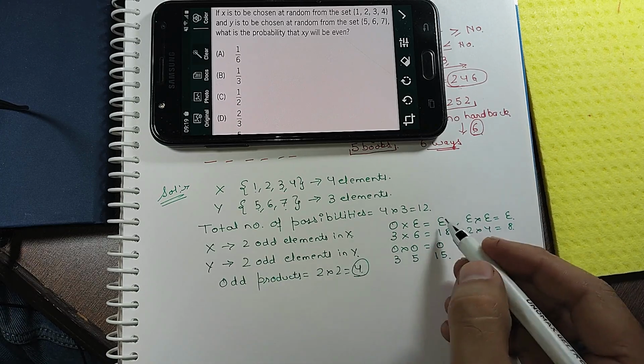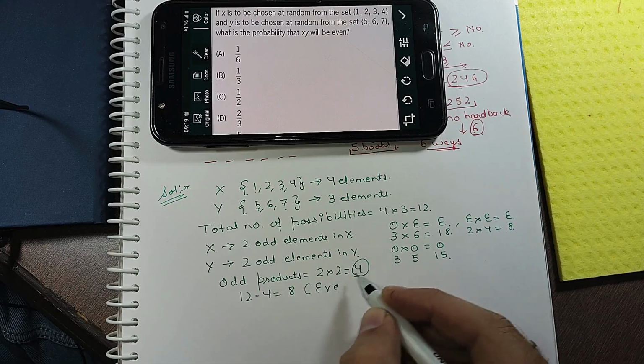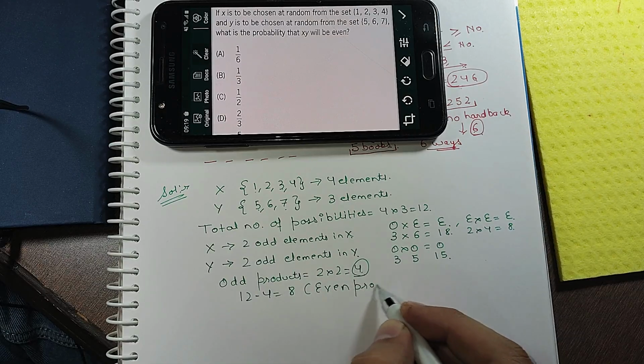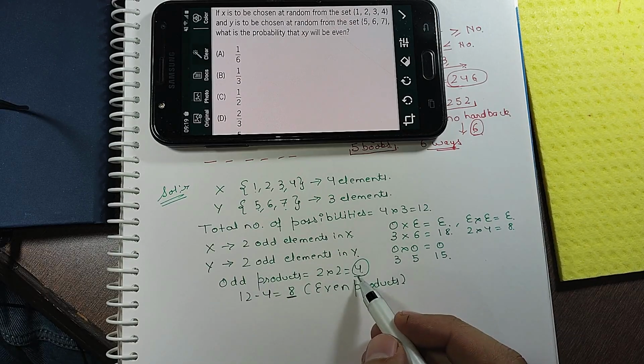So how many will be the even products? That will be 12 minus 4, so 8 will be even products. This is odd products. This will be even products, right? As finding 8 will be difficult, so we found out the odd products.